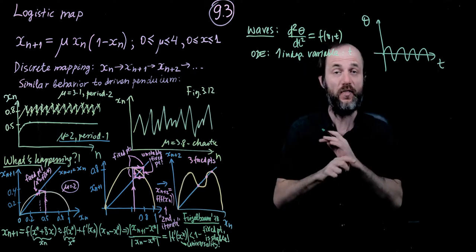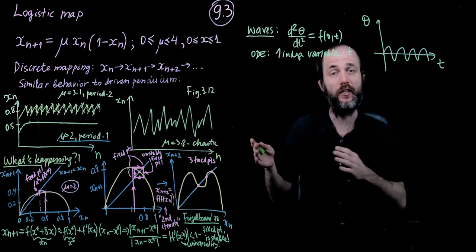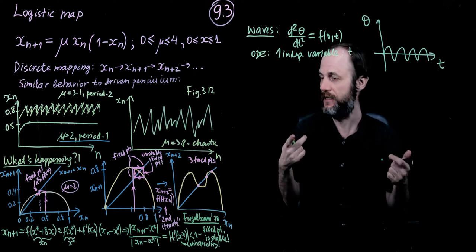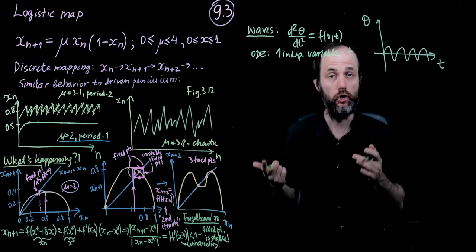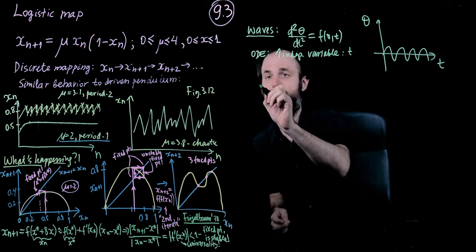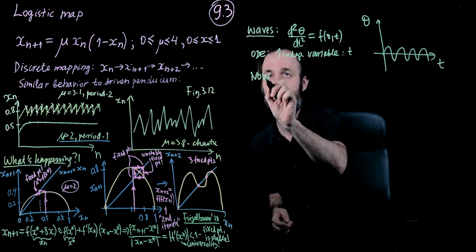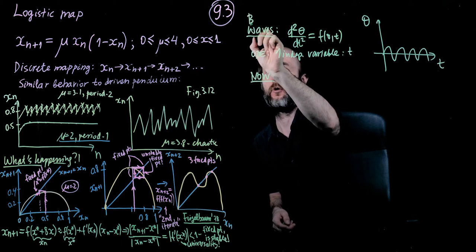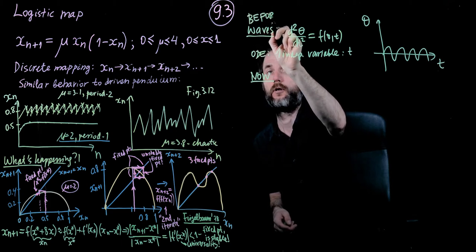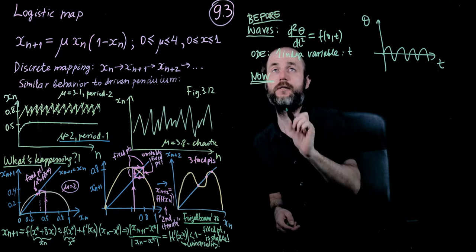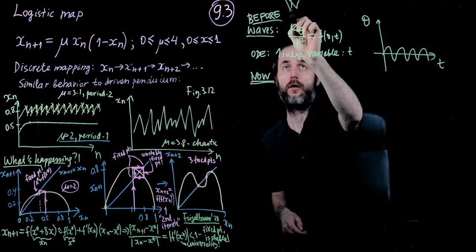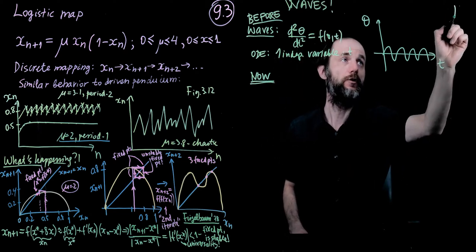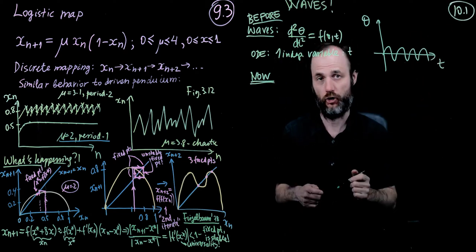So now that's all changing because now we have a wave that can propagate in space. So in addition to time, we also have space, t and x. That will be two independent variables. So let's make this b4, and this is now, we are considering waves, and this is going to be part one of lecture 10.